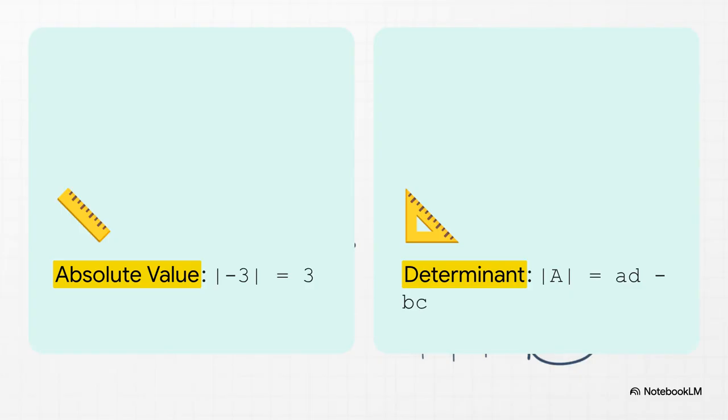Okay, so check this out. On the left, you've got those bars wrapped around a single number, -3, and boom, you get +3. Simple enough. But then on the right, you see the exact same bars around a whole grid of numbers. That's a matrix. And suddenly, it's this whole AD minus BC operation. It's the same symbol, but they're doing completely different jobs. So what is going on?